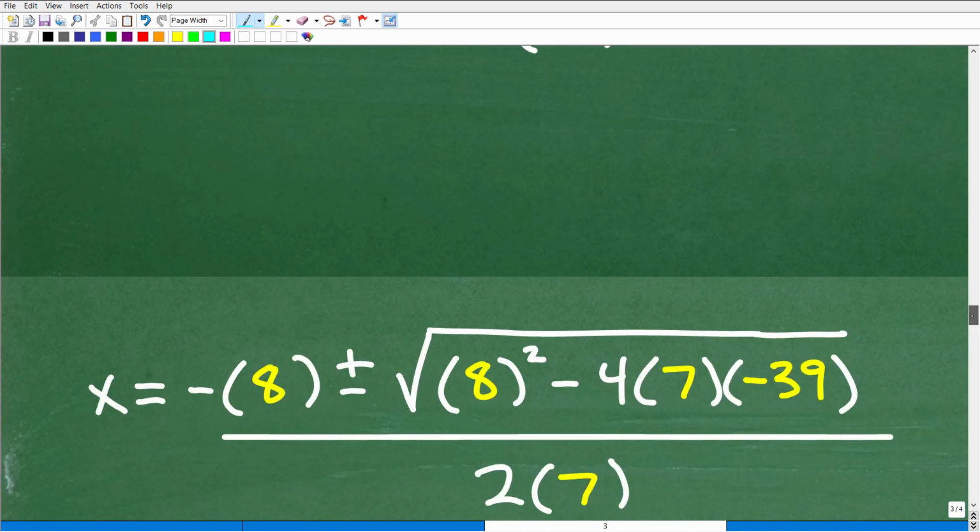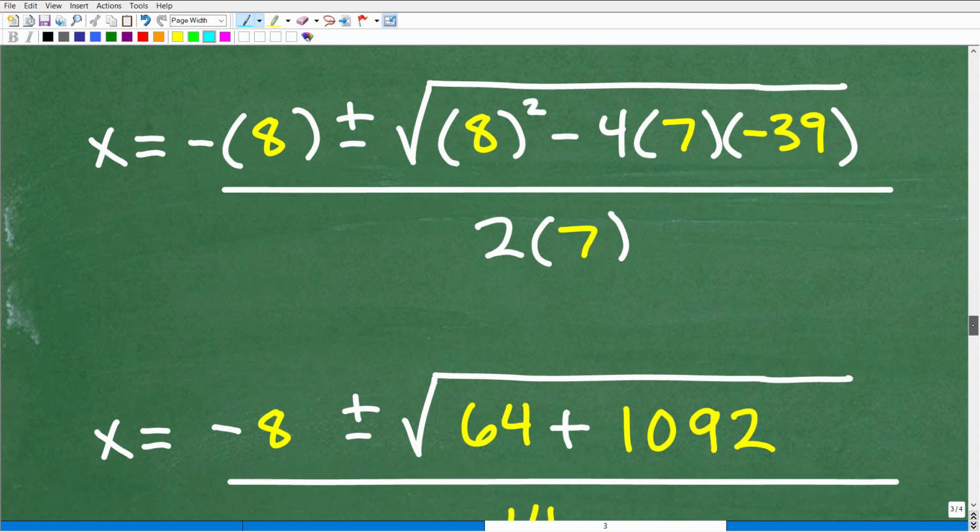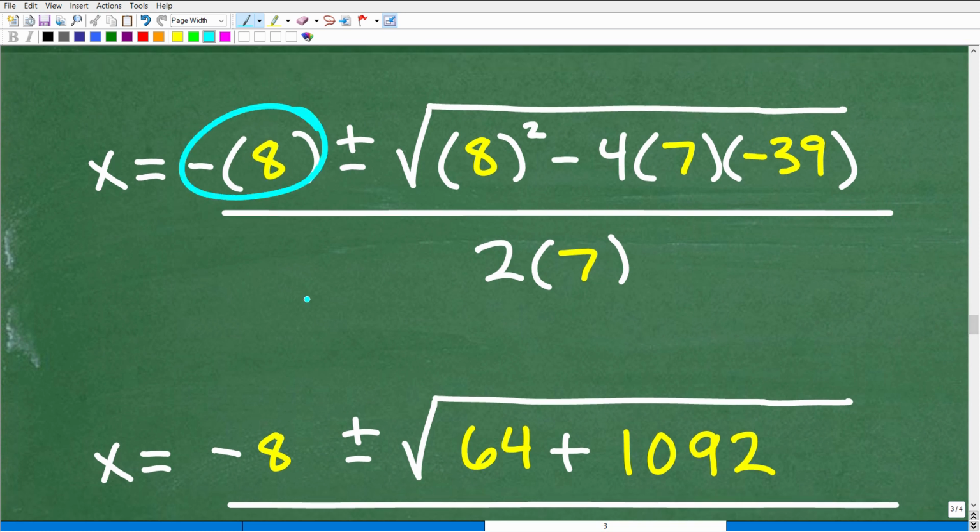All right, so let's go ahead and start simplifying this. So we'll start with this negative 8. A negative of an 8 is just negative 8 plus or minus the square root of 8 squared, which of course is what?